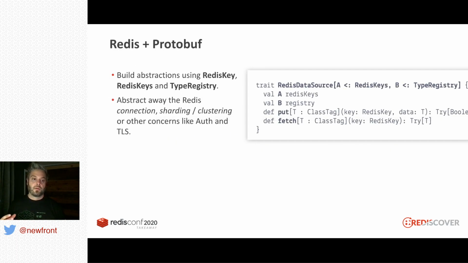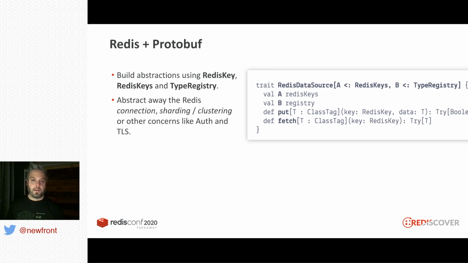So if we were to talk about continuing to layer on these abstractions, another thing that you'd want to potentially look at is something, say, like a Redis data store, Redis data source. This would take keys, take a type registry, and then it has specific methods like a put and a fetch. So it could be whatever you want. It could be a get, it could be a list. You can extend this however you really want to.